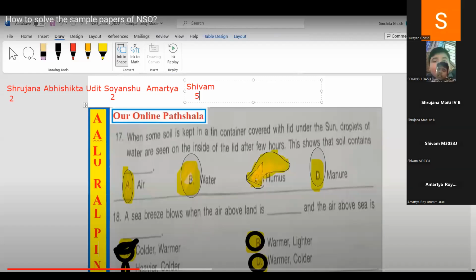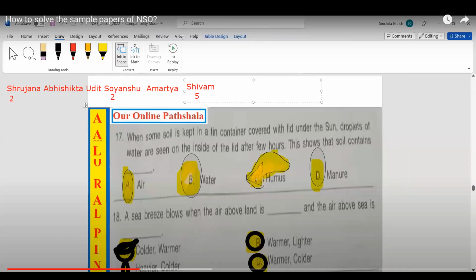No, ma'am. It's not clear. Wait, let me show you. I cannot understand. Ma'am, can you cover this chapter in class? Yes, I'm covering it. Wait, I'm explaining it. See, what is a sea breeze?